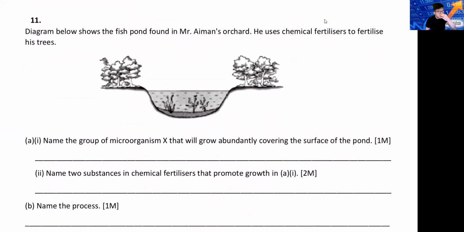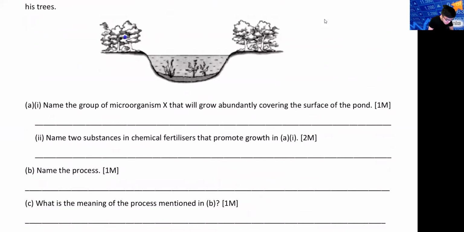Diagram below shows the fish pond in Mr. Aiman's orchard. He uses chemical fertilizer to fertilize his tree. Okay, so this is your eutrophication, obviously. So when he put fertilizer here, okay, he's gonna leak all the fertilizer to the lake. So the lake is gonna have fertilizer here. Okay, and then the algae will start growing here. Okay, so name the group of microorganism X. They will grow abundantly, covering the surface. Okay, so what is this thing growing here? This is your algae. Okay, algae.